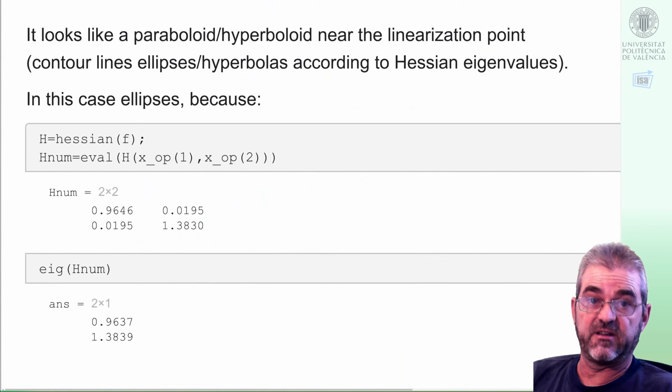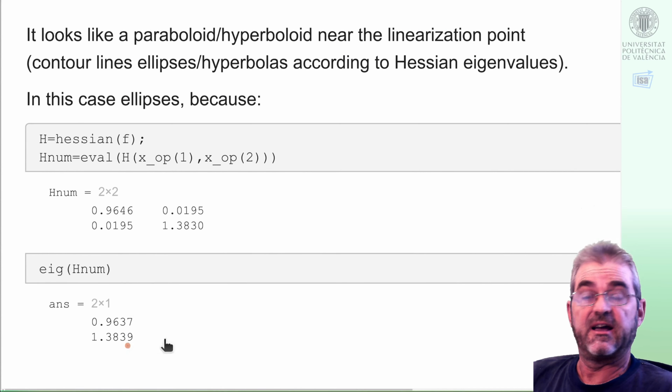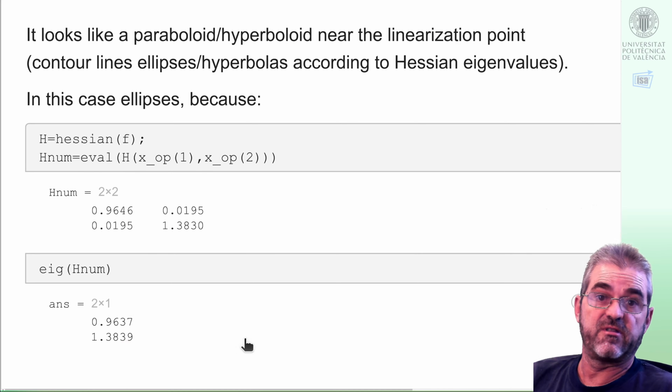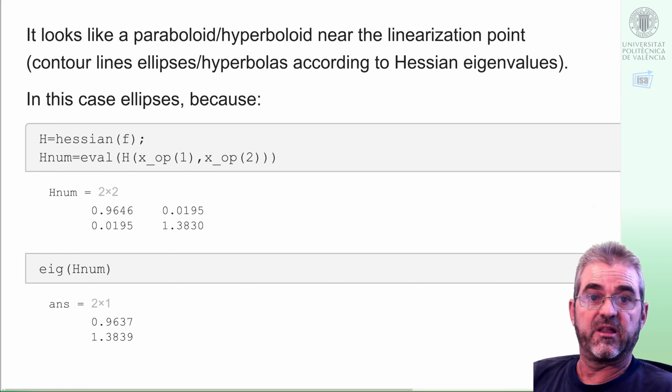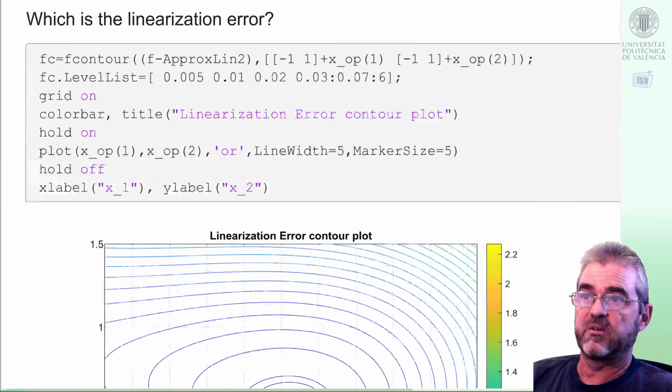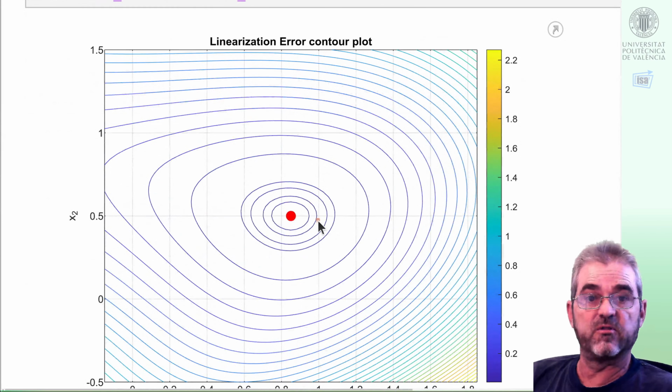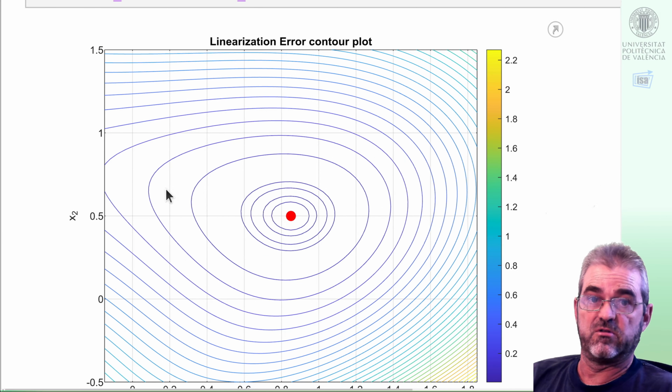If it had two negative eigenvalues, the error would be a paraboloid, let's say, but below the linearization. And if it had positive and negative eigenvalues, then the error shape will be sort of a saddle, and the contour plot will not have an elliptical form, but the form of hyperbolas. In this case, we have this kind of ellipses that get distorted by cubic and higher order terms as we get far from the point of tangency.